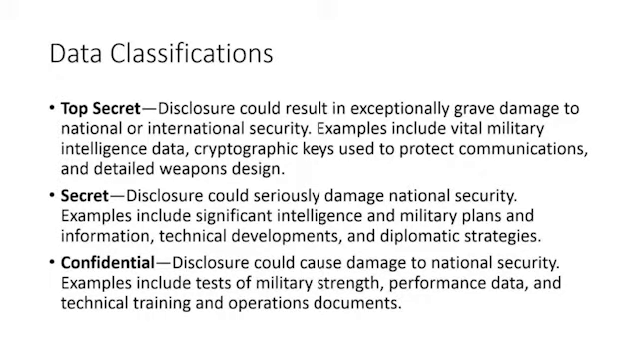We also have secret classification. So we're kind of moving down the ladder, right? Secret: disclosure of this information could seriously damage national security, like significant intelligence and military plans, information, technical developments, and diplomatic strategies. If that information got out, it's not exceptionally grave, where it's going to cost maybe human lives or billions of dollars, but this is still pretty damaging to national security. Knowing military plans, knowing intelligence plans could put lives at risk as well.